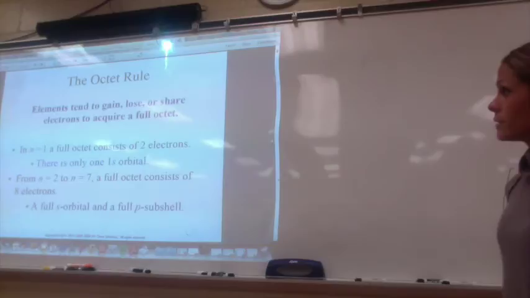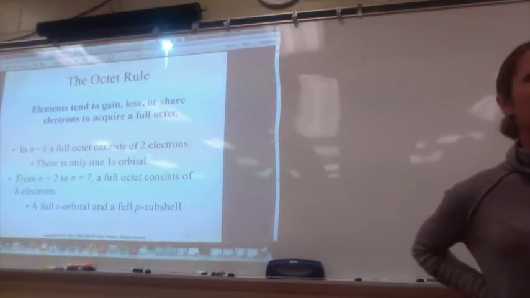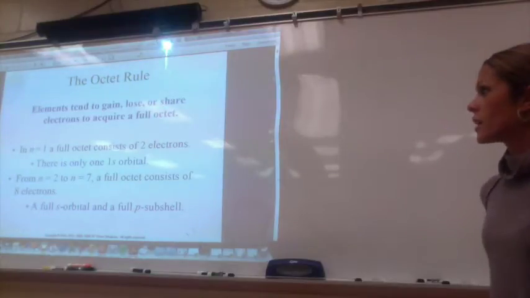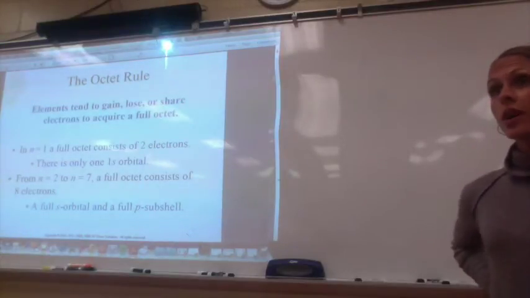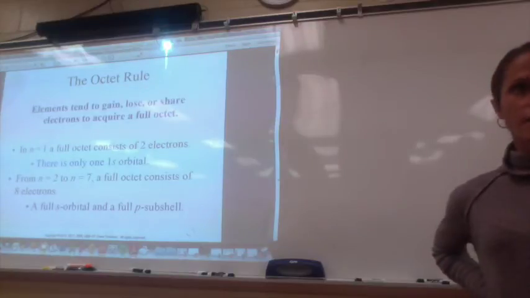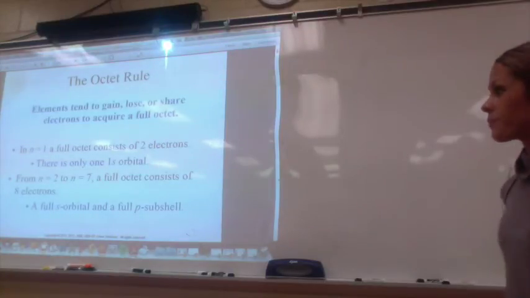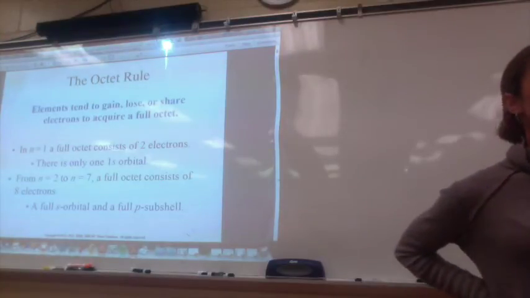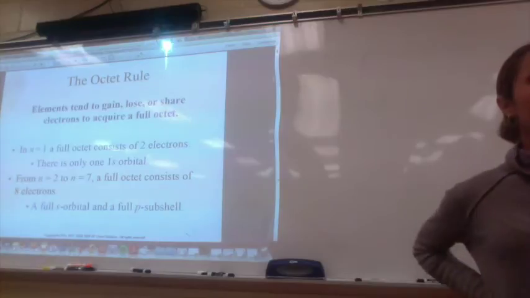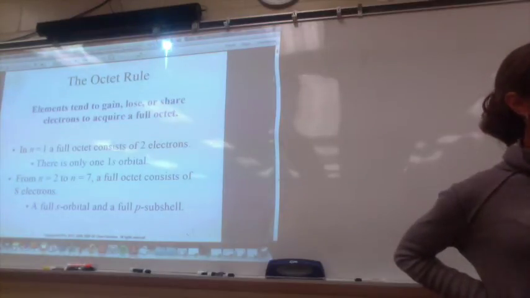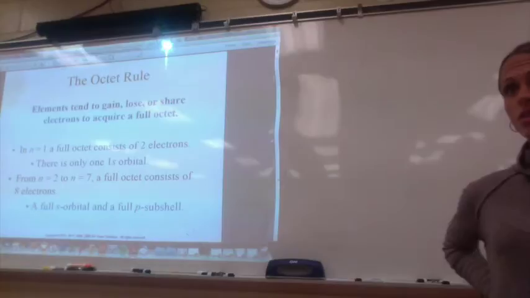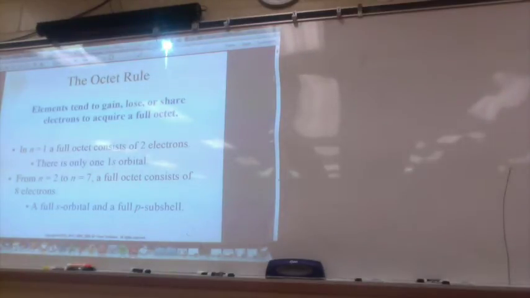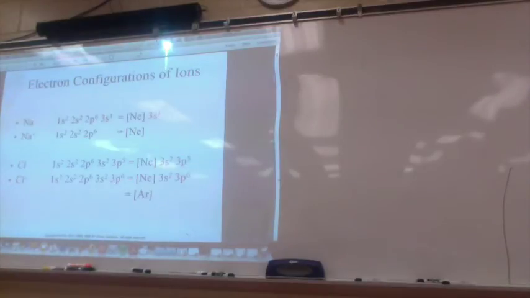So n equals 1 consists of 2 electrons because the first energy level only contains 2 electrons, right? So we have 1s2. And then everything else is going to try to acquire a noble gas configuration, which is 8 valence electrons. However, we will see next lecture that sometimes we don't follow the octet rule. Some atoms will get expanded octets or not full octets just because of the way they behave. So in general, we'll use the octet rule, but that definitely can be deviated.